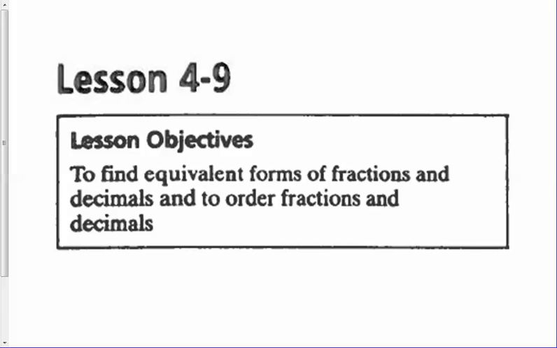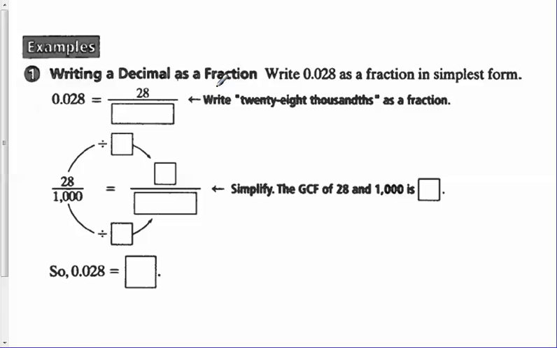In 4.9, we're going to be talking about finding equivalent forms of fractions and decimals, and then ordering those fractions and decimals. So let's look at an example of how to convert a decimal to a fraction. And so we have 28 thousandths. Since we say 28 thousandths, that means it's 28 over 1,000.